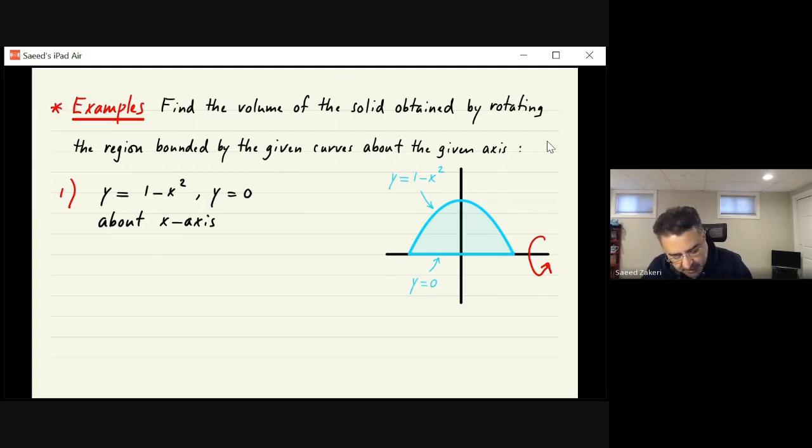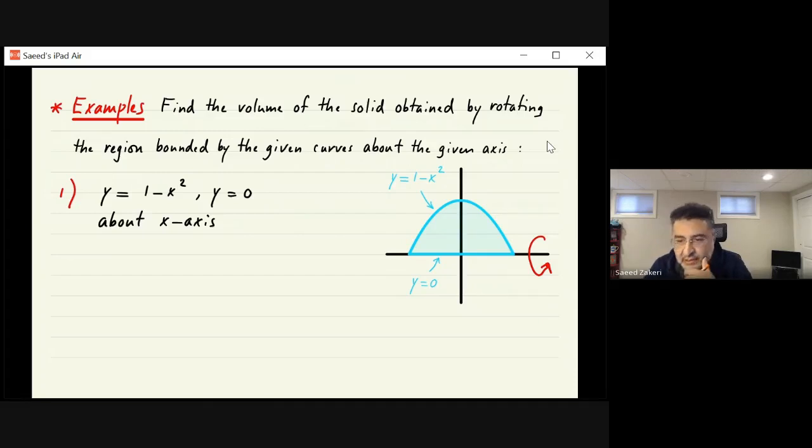the region is bounded by these curves, y equals 1 minus x squared, which is this upside-down parabola. And the second one is y equals 0, namely the x-axis. So the region bounded by this upside-down parabola and the x-axis is just this blue region. So that's my region, bounded from above by 1 minus x squared, from below by 0. And I'm going to rotate it around the x-axis.